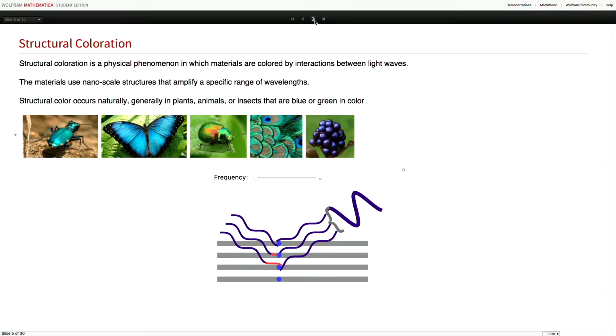And so the phenomenon that we're interested in is called structural coloration. And it's a physical phenomenon that's separate from most color that we see around us, which is derived from pigments, which are a chemical composition. Structural coloration is when the geometry of the material itself contributes to its color.